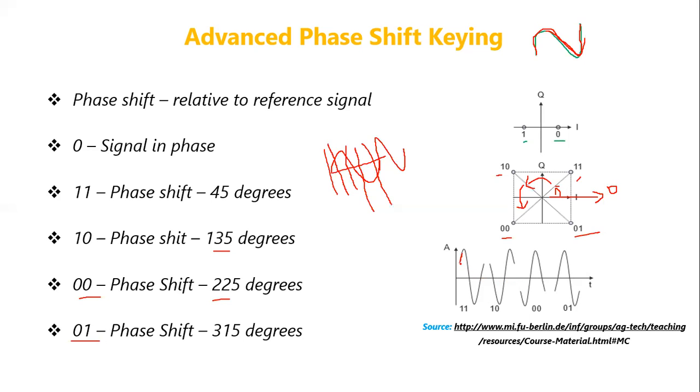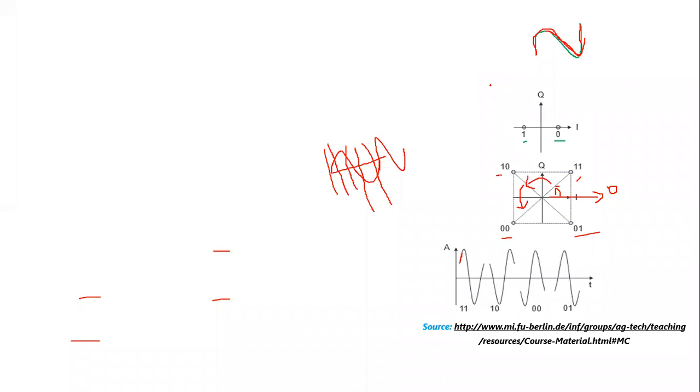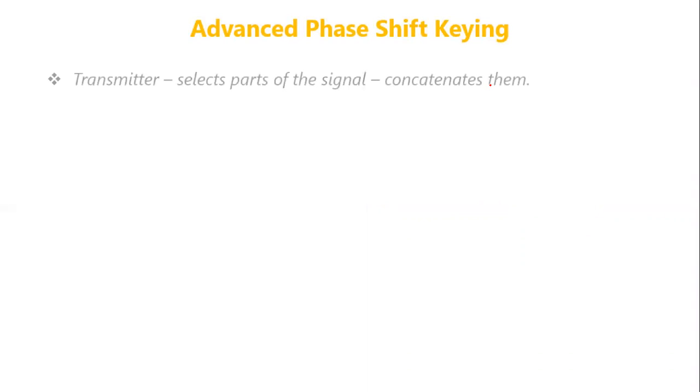So whenever you want to pass a 1 1, this kind of signal will be transmitted. Whenever 1 0, this will be transmitted. Whenever 0 0, this will be transmitted. Whenever 0 1, this will be transmitted. Okay. So this is how advanced phase shift keying works. And here we have discussed quadrature phase shift keying, where two bits can be transmitted at a time as a single symbol. Okay. So this can be improved to any number of bits. Instead of 2 bits, you may also transmit 4 bits.